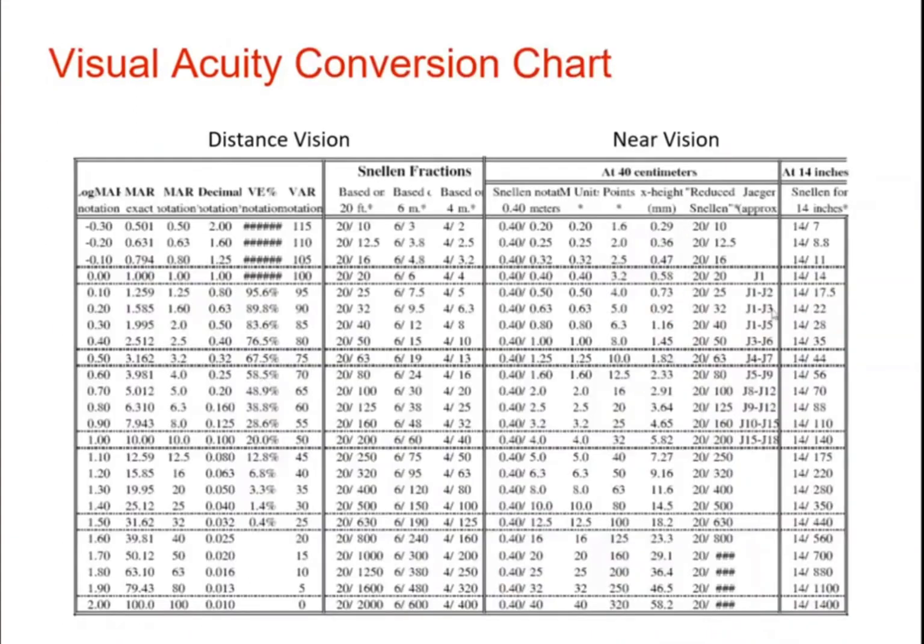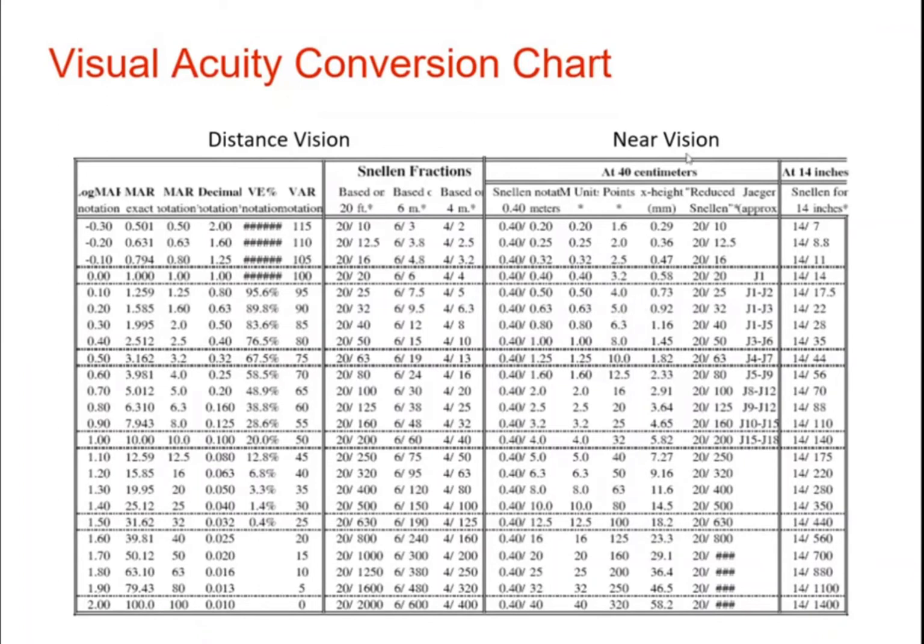So if you look at the Jaeger score versus the point score, a J1 score is equivalent to N3, and that's 20/20. If you look at N5, you're looking at 20/32, and a Jaeger score of about J3, right? So those are the different variations of near vision measurement and representation.